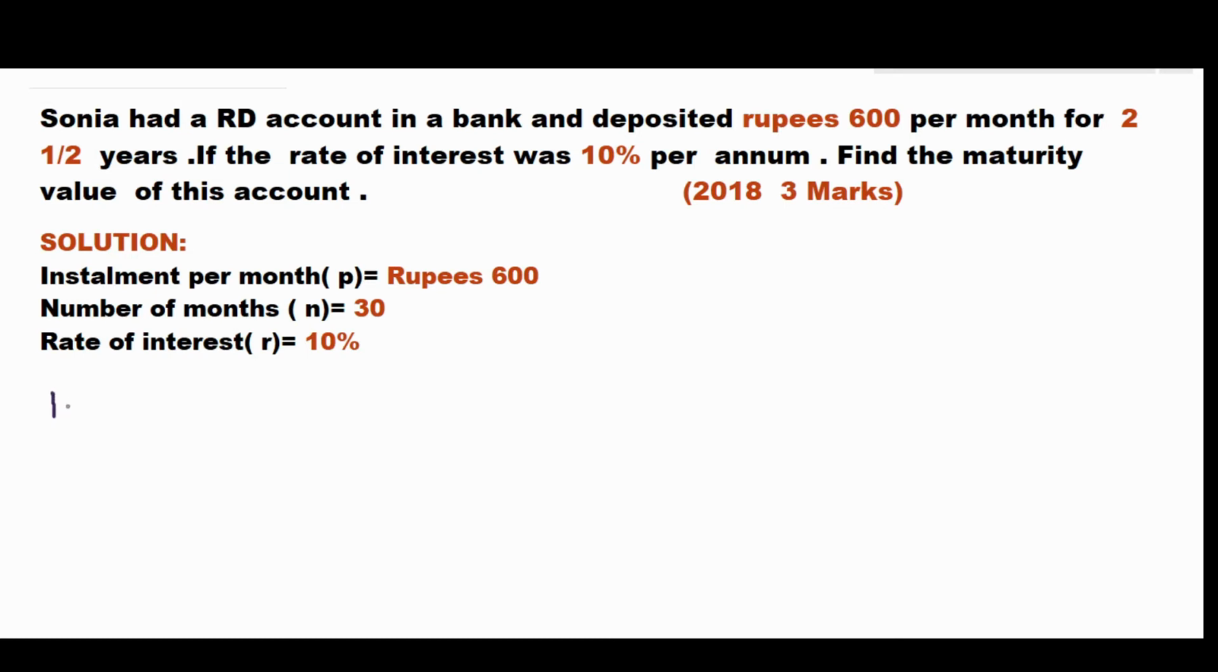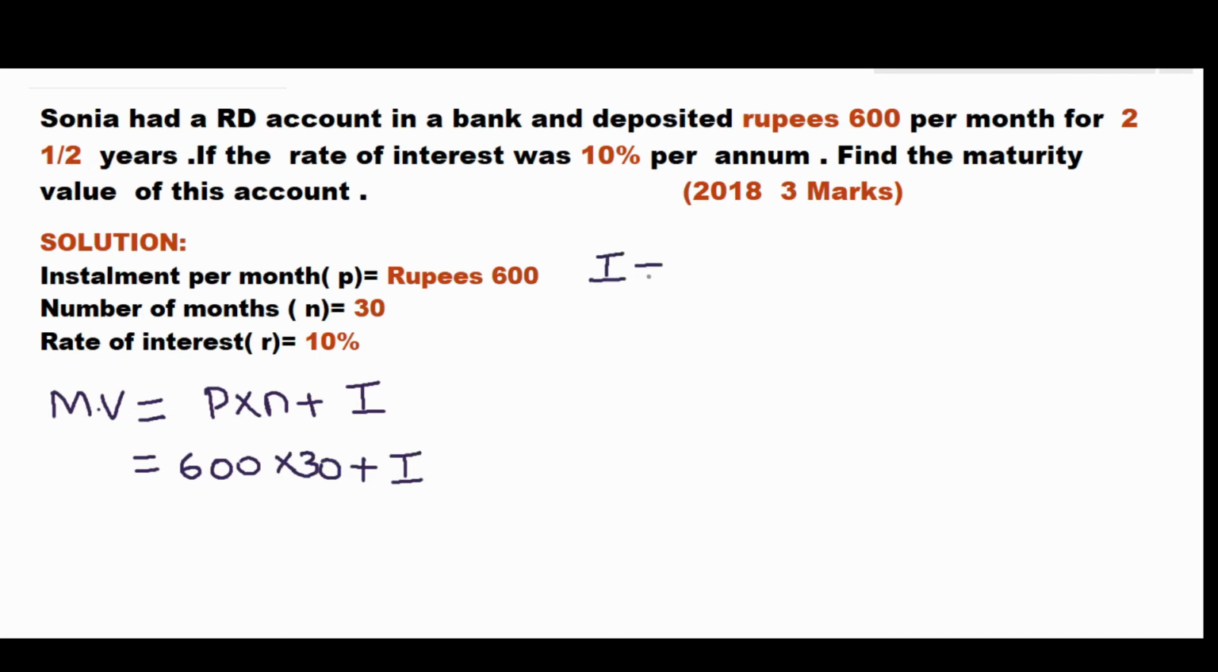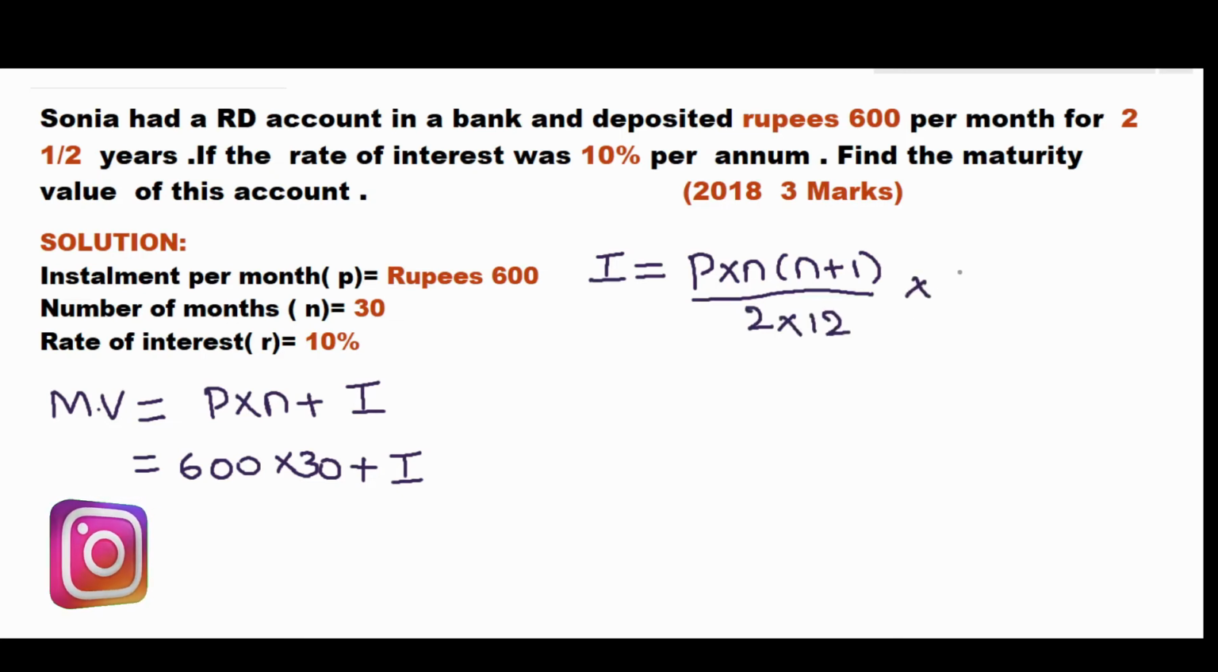Let's write the maturity value formula. So we know MV is equal to P into N plus I. Let's substitute all the values. P is 600, N is 30, plus I. Let us calculate the I using the formula. I is equal to P into N into N plus 1 divided by 2 into 12 into R by 100.